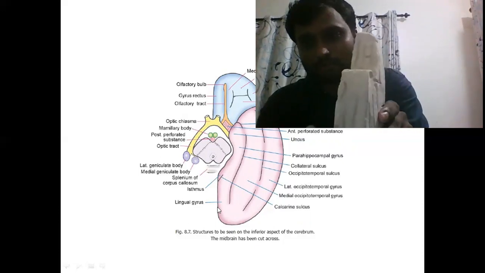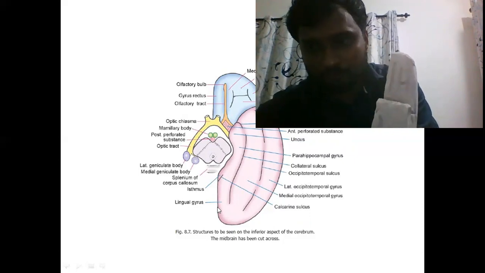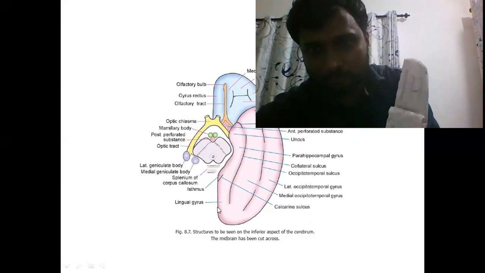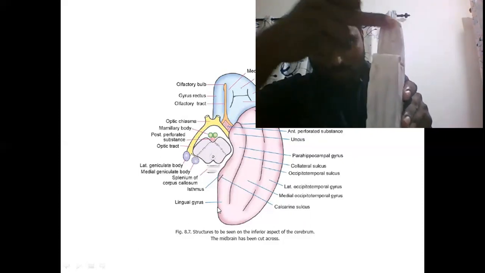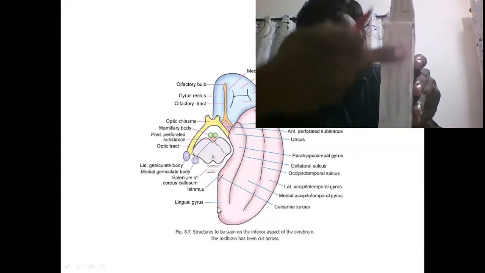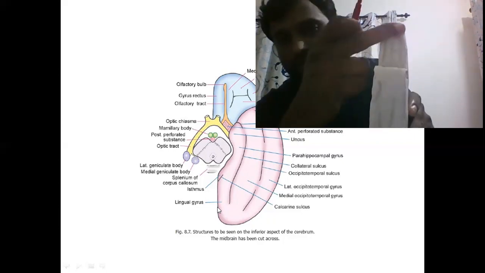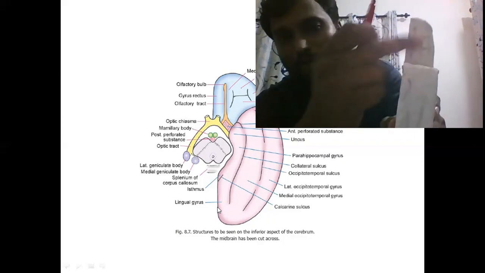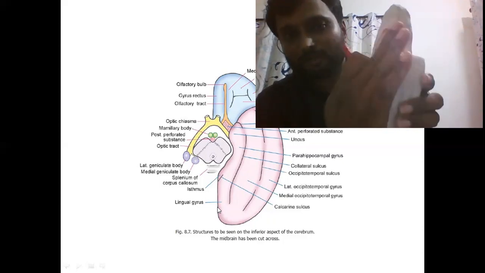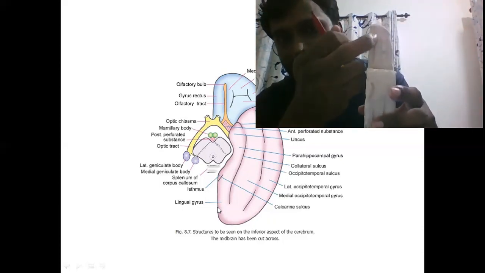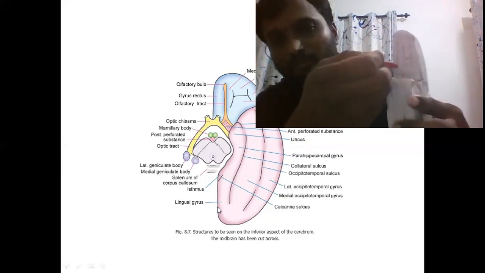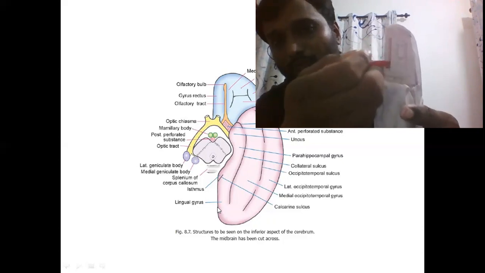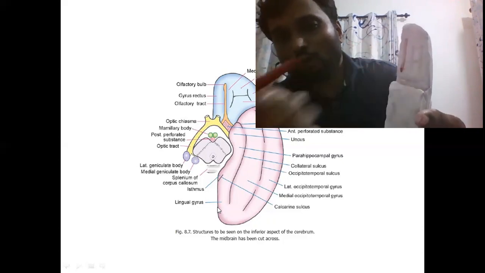Now this is the inferior surface. See, this one is the orbital surface and this one is the tentorial surface. See the orbital surface. Here the medial part of this is the medial surface. See, this is the medial surface. So towards the medial part of the orbital surface, there we can see a sulcus. See this sulcus, this groove. This groove is known as the olfactory sulcus.